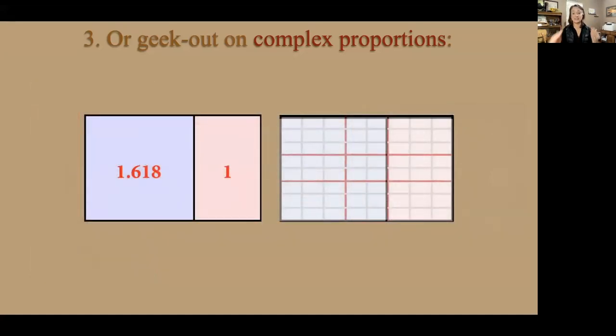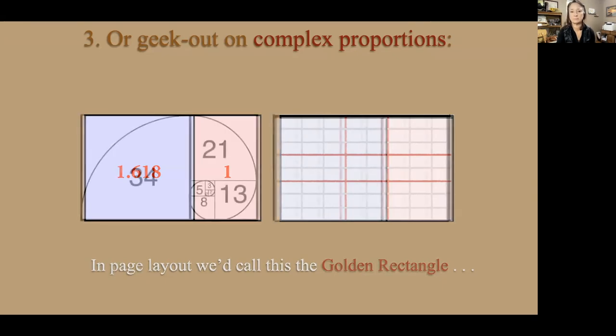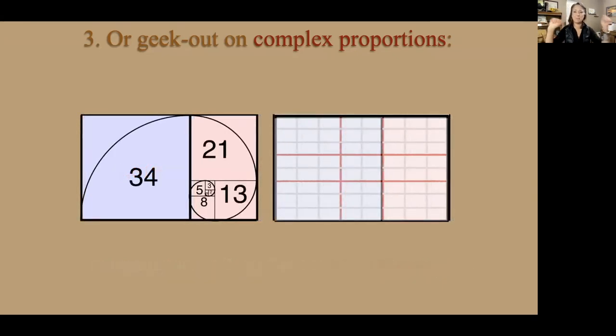Okay, now let's look at this in terms of page layout. We would call this the golden rectangle. Here it is, 1 to 1.618. And you can see that on the grid there on the right. Back to that rule of 5/8. The pink part is the 1 to 1.618 on the left. That's our ratio. And when we lay out, we would use these to great effect. And here's the best geek out part.